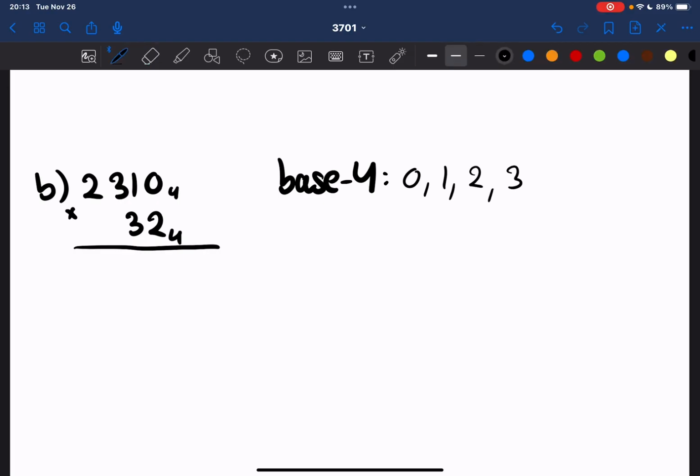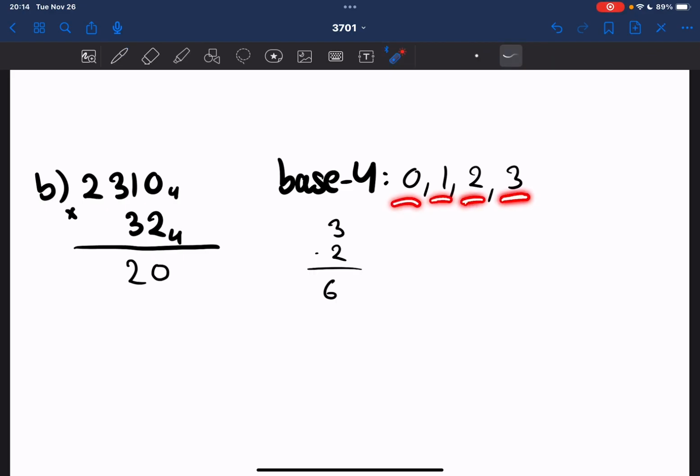We have 2 times 0, that's 0. 2 times 1, that's just 2, right? Because it doesn't overflow. It's one of our available choices. But now we have 2 times 3. So what are we going to do? Well, 3 times 2, that's going to be 6, right? But now we need to convert 6 into base 4 because we need to write it with only using these digits. So what even is 6?